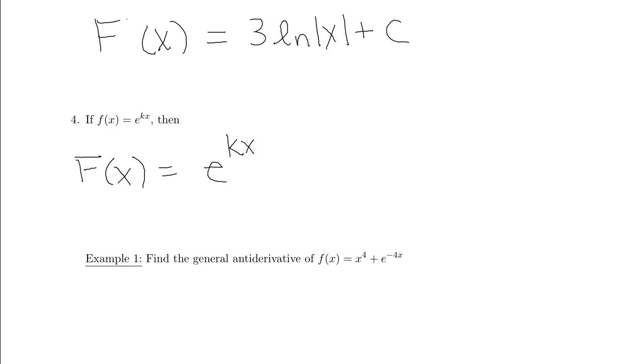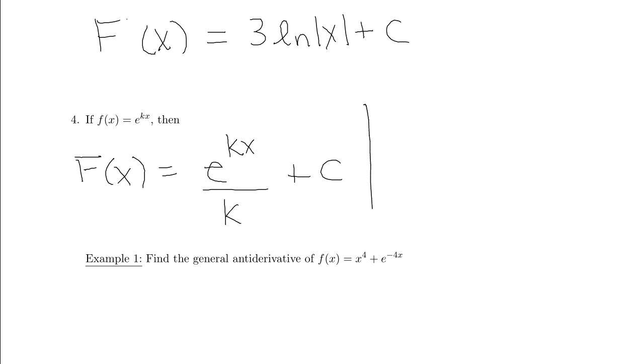But let's think if we've actually got the right answer here. If I were to take the derivative of capital F of x right now, what would happen? I would have e to the power of kx, but the chain rule says I would also have times k there. So I would have this extra constant being multiplied by my antiderivative function. And we don't want that extra constant there. So if it's multiplied in the derivative, we want to divide by that constant in our antiderivative. So we're going to divide by that k and add a constant c.